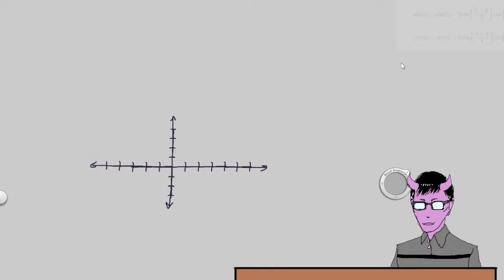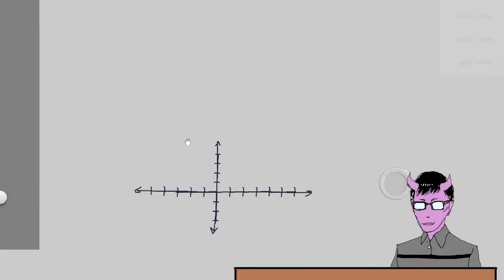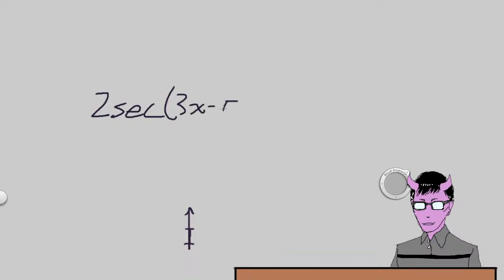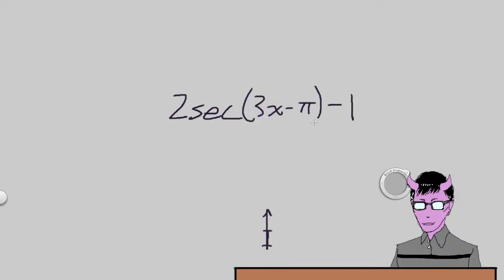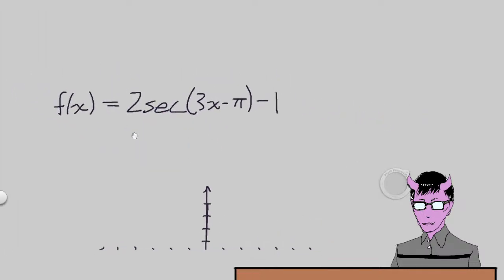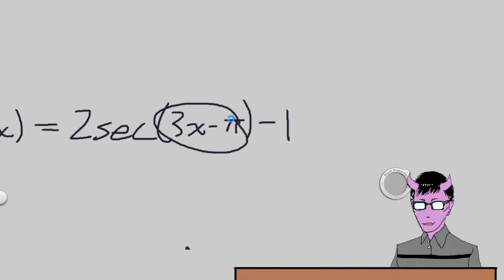Let's do a, what's a good one? Let's do secant. Yeah. So we're going to do a secant graph now. Secant of what? We're going to have an amplitude change of 2. This is going to be something like 3x minus pi, close the parenthetical, minus 1. So we have a bunch of transformations to account for. And we're going to go back to f of x. Alright, so that's going to be it. Make note that we do have a period change.